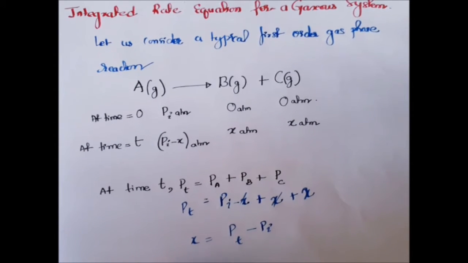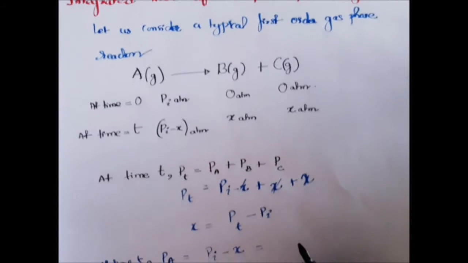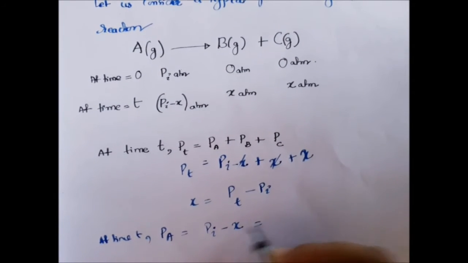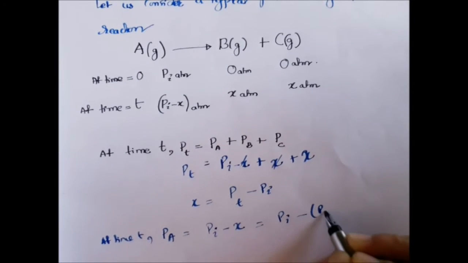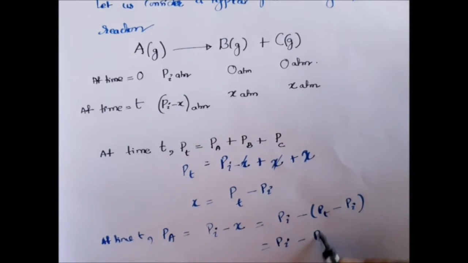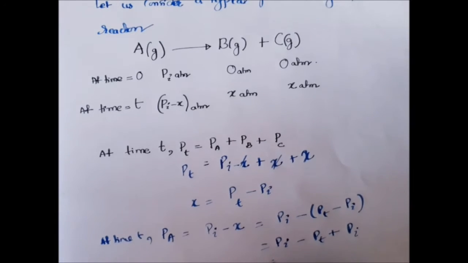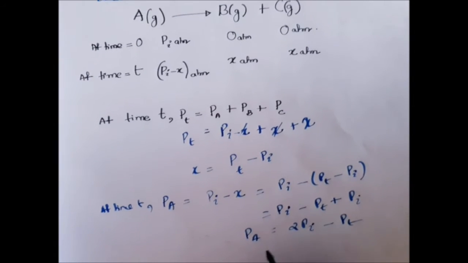Now what is your Pa at time t? At time t, Pa is Pi minus x, right? So what is x? From this equation we can write x as Pt minus Pi. So this equation then becomes 2Pi minus Pt. So this is the pressure of A at time t.